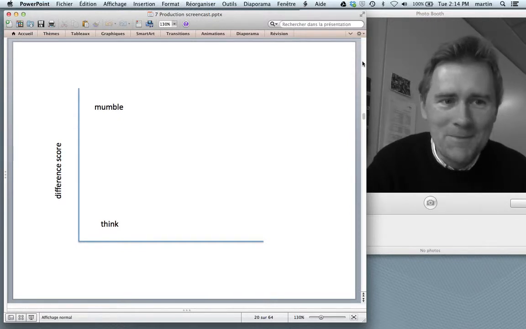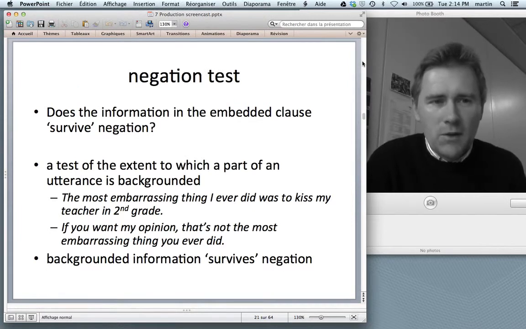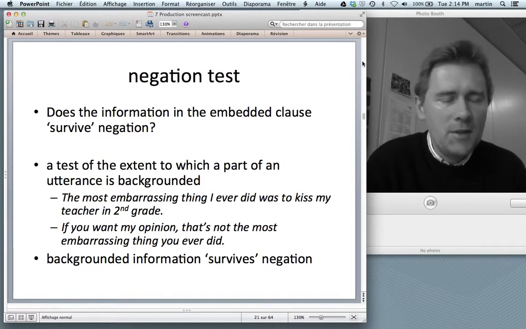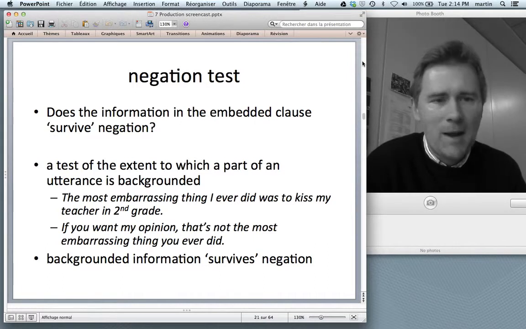Or equally bad. Yeah, but equally fine. Right, moving on to the negation test. Here the central question is, does the information in the embedded clause survive negation? That's a test of the extent to which a part of an utterance is backgrounded.